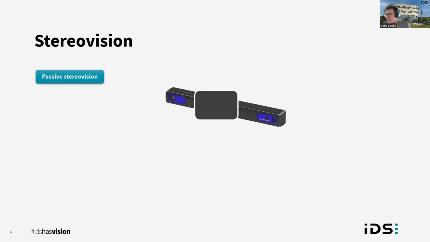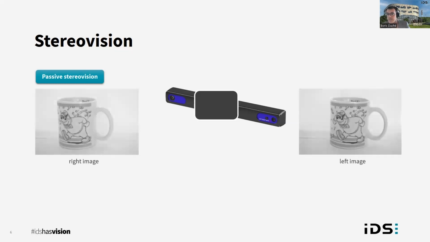Let's take a look at an example of how stereo vision works when applied to a camera. You will look at the same scene from two different points of view.